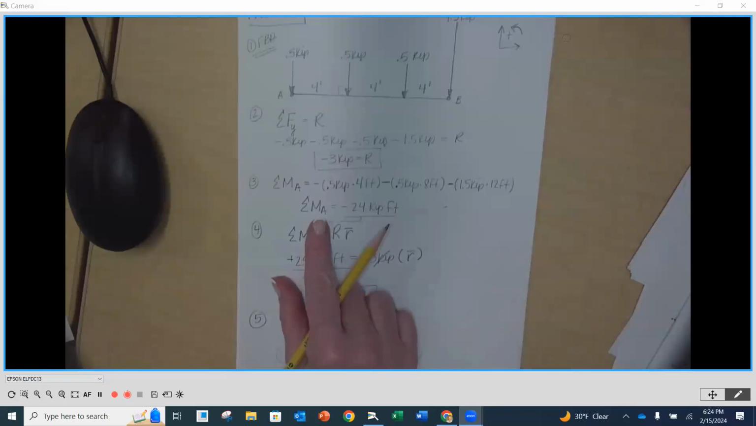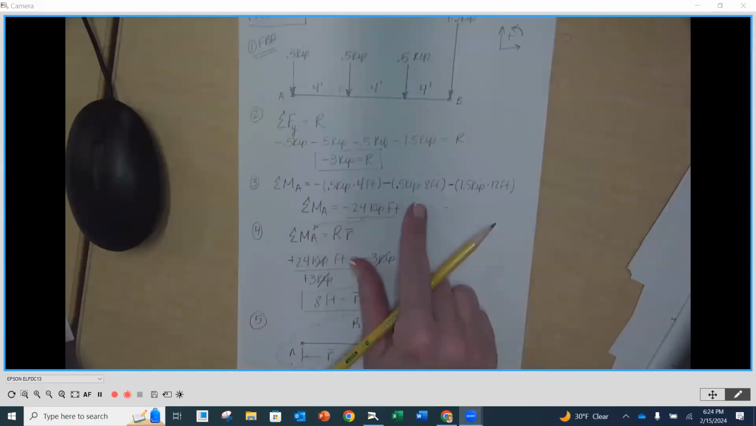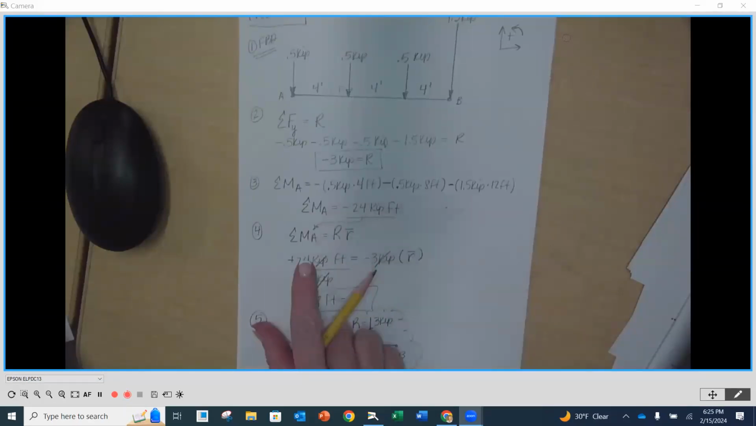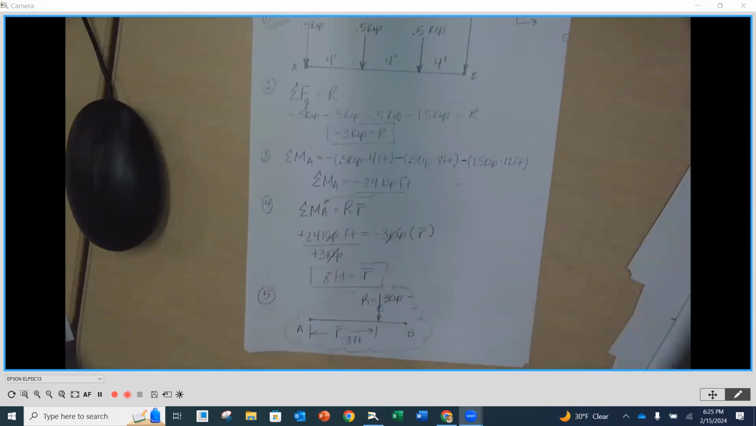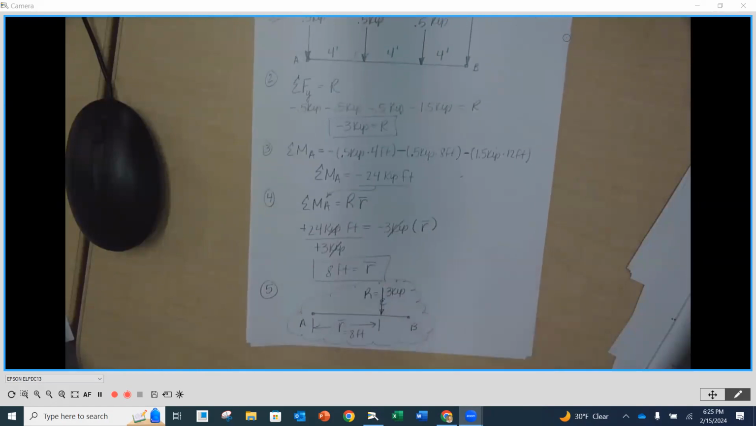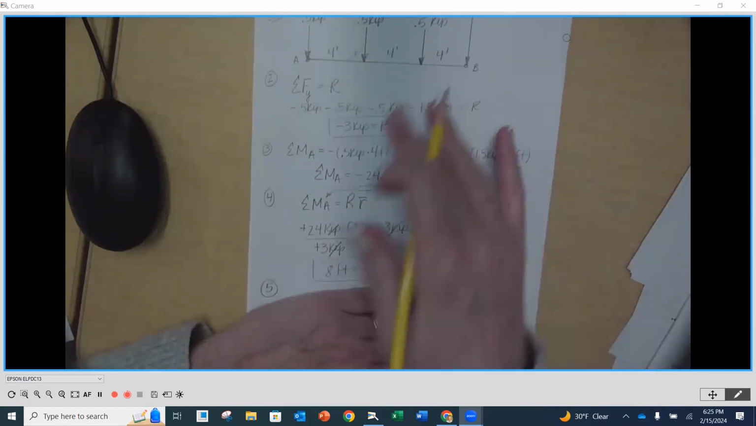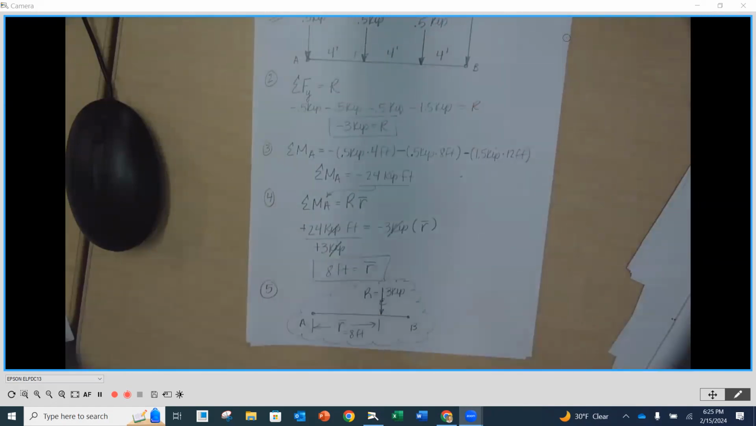And then our moment, okay? That was going to be of the individual forces. And then we set that moment equal to the resultant times the R bar, with R bar being the only unknown. And then drawing our diagram. Diagrams are important for me because it's one thing to just do this process and get the numbers, but I want to make sure that you understand what those numbers mean.